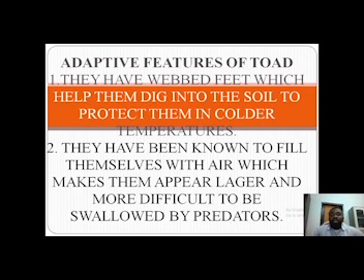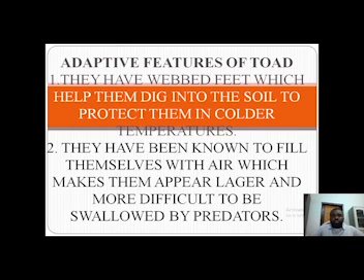Now, when a predator comes, remember I told you what a predator is. A bigger animal that has the ability to suppress or eat up a smaller animal. So when the predator comes, and he sees the toad, because of how large the toad is, it has the ability to fill itself with air.